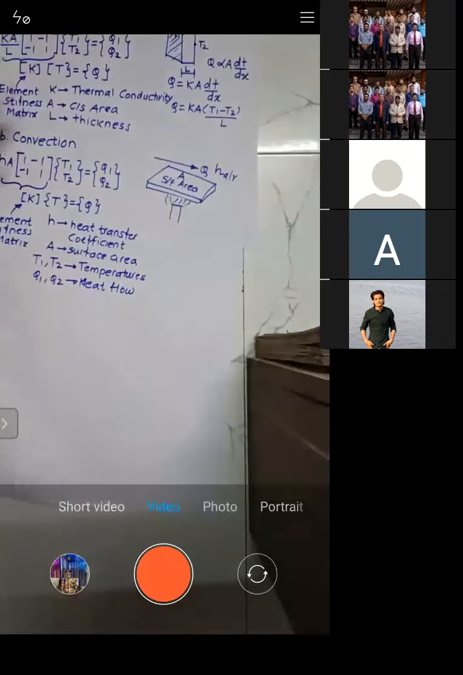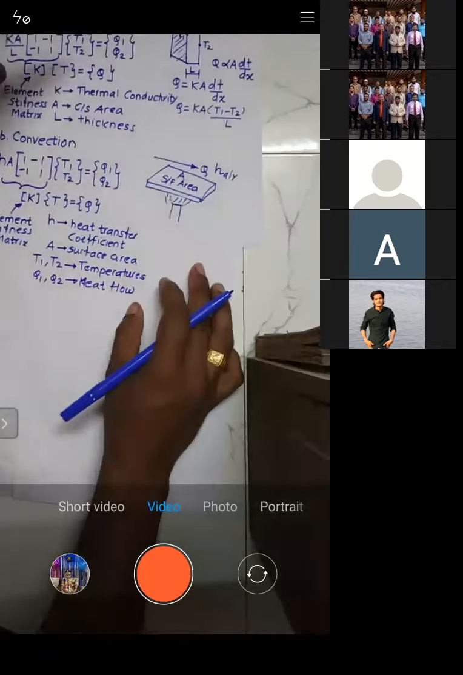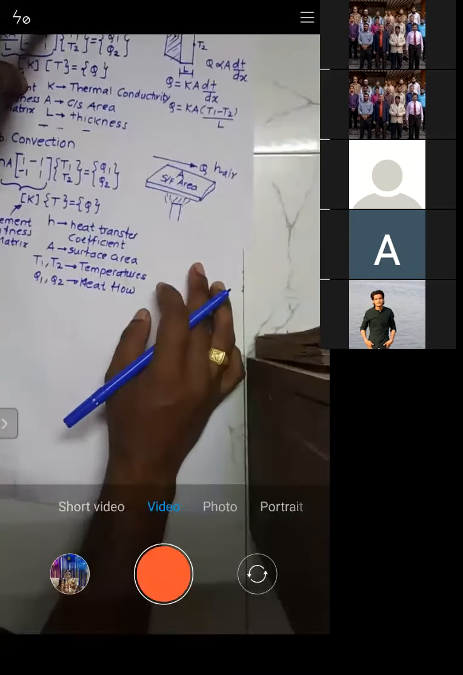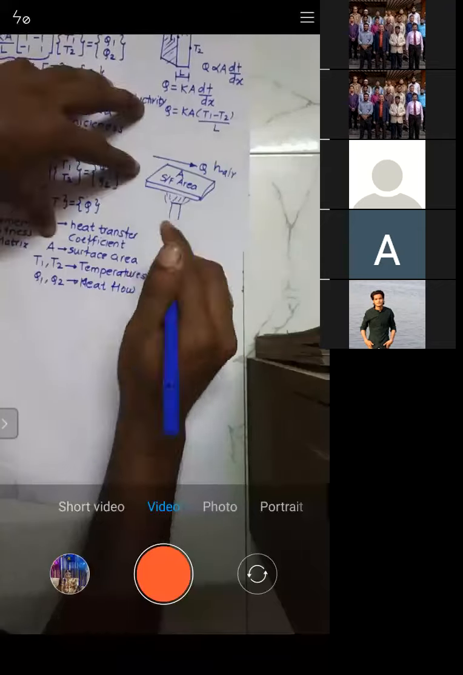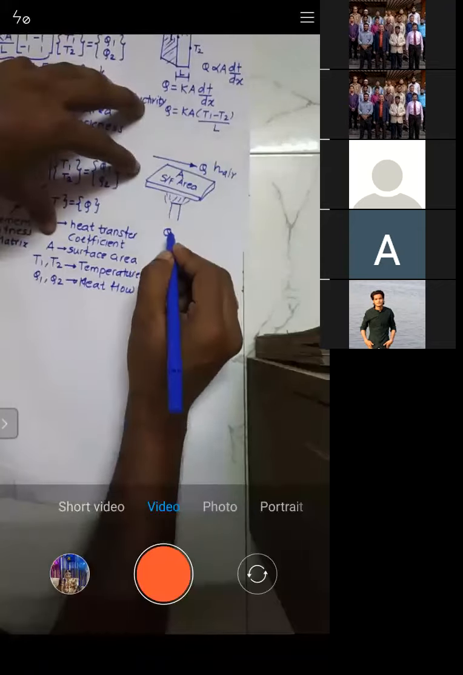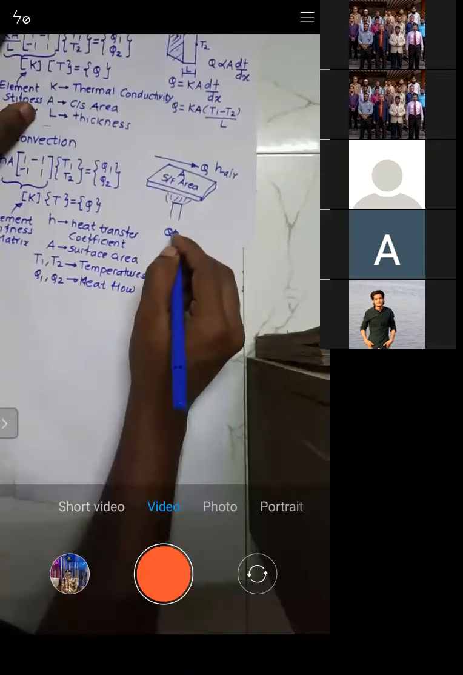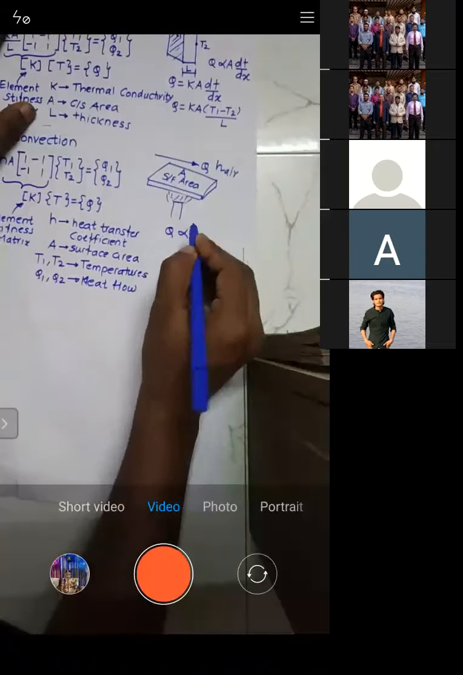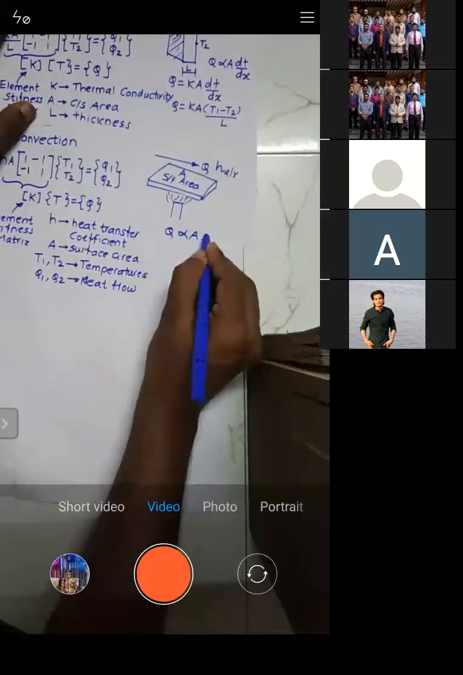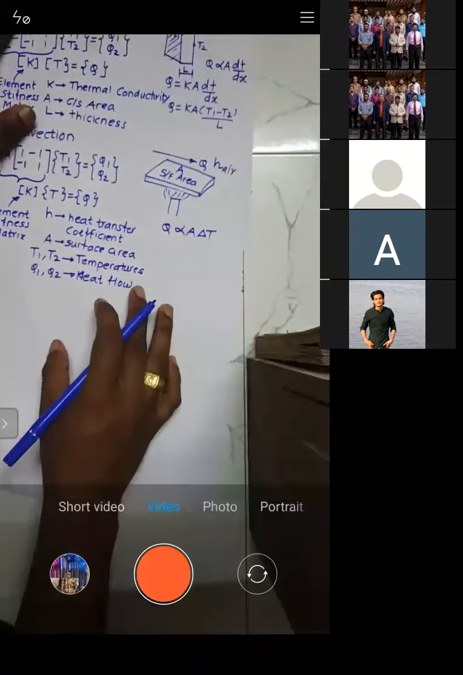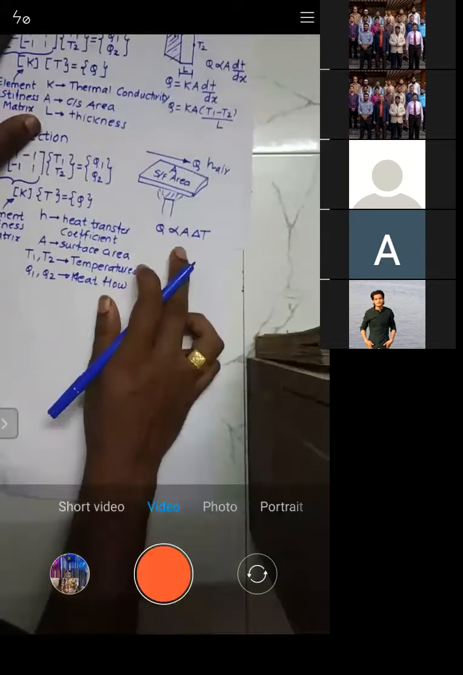Sir, in 12th, I think you've seen Newton's law of cooling. Have you seen this one? What is Newton's law of cooling? Q is directly proportional to the area A and the change in temperature, right? Q is directly proportional to the area and change in temperature.